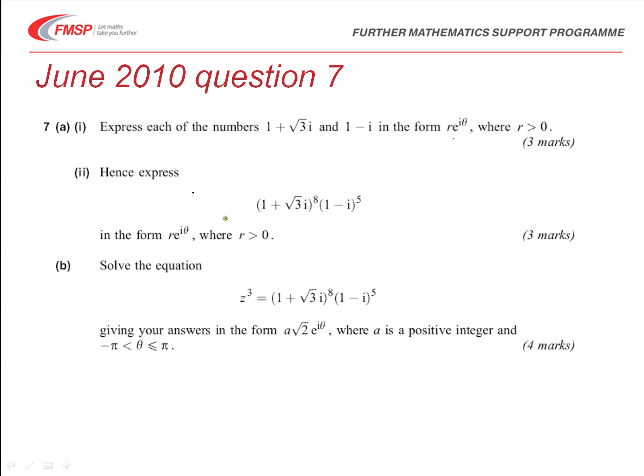And then, having done that, we're going to use those to simplify an expression for the powers of those two numbers. And finally, in part B, we're going to use the result from part A to solve this equation, where we're trying to find the roots of the number that we found in part A. In fact, the cube roots.